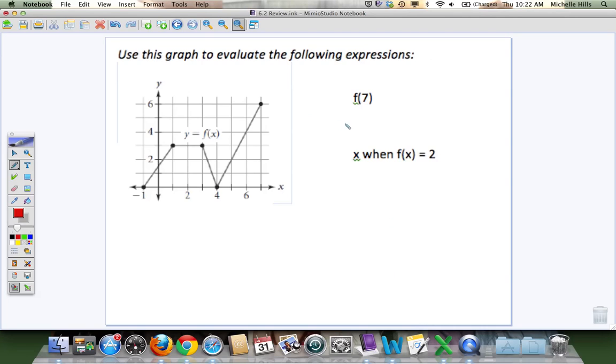When I'm looking at the graph, since y is f of x, it's saying, hey, when x is 7 over here, what is y? Well, y is 6. And then when y is 2, what is x? Well, I have 3 different places that work here. So I have 3 different answers.